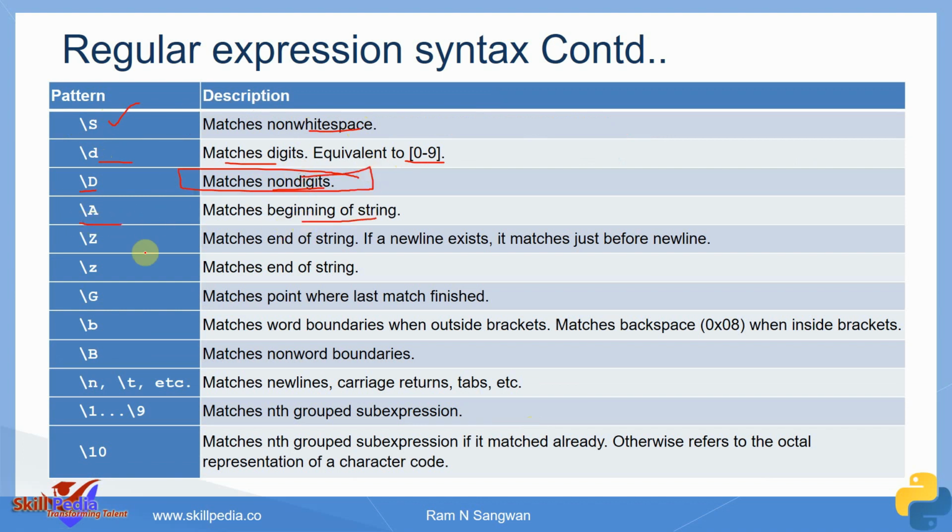Uppercase A, beginning of the string. Uppercase Z, end of the string. If a new line exists, it matches just before the new line. Small z, end of the string. Uppercase G, the point where the last match finished. Backslash b, word boundaries when outside brackets. Uppercase B, non-word boundaries. Backslash n, backslash t, new line, carriage return, tabs. And backslash 1, backslash 2, the nth grouped subexpression. Backslash 10 means the nth grouped expression if it is matched already, otherwise it refers to the octal representation of a character code.